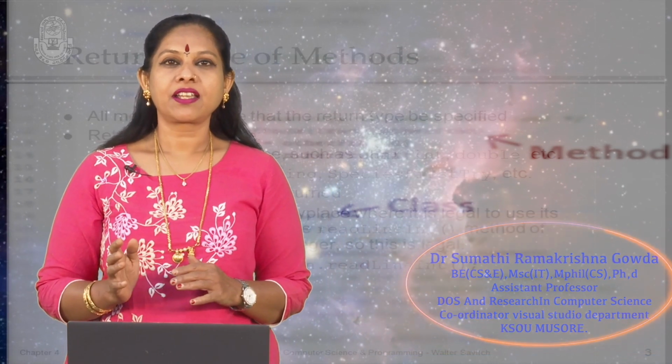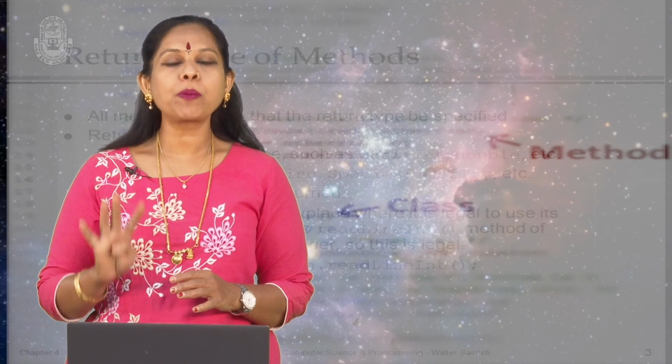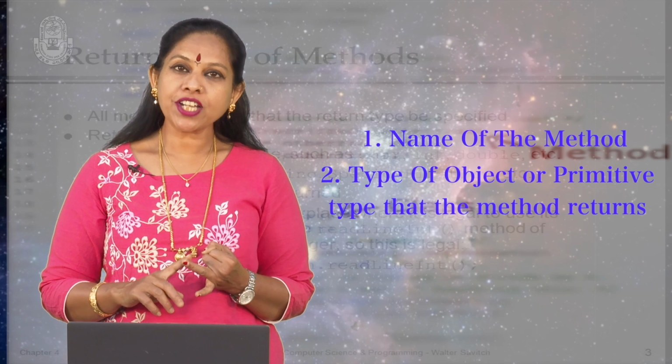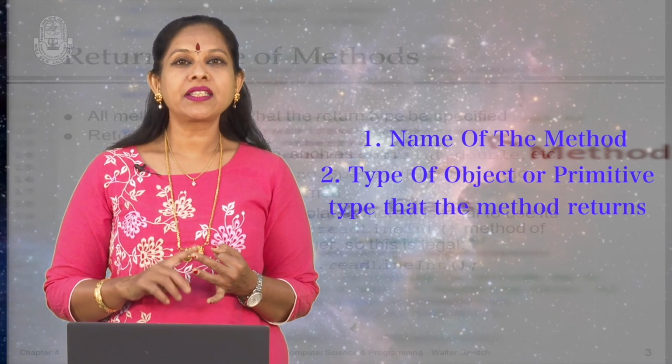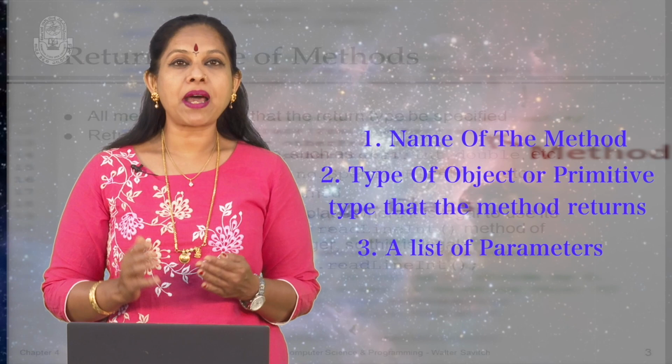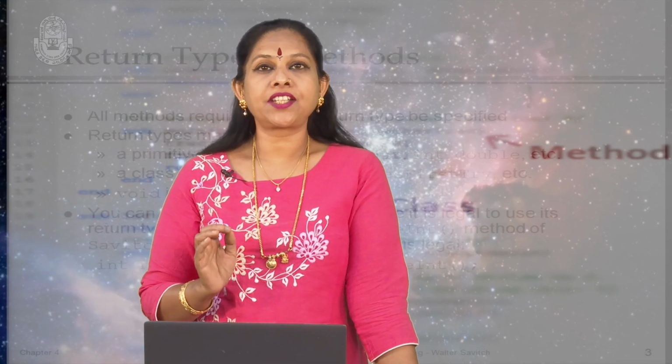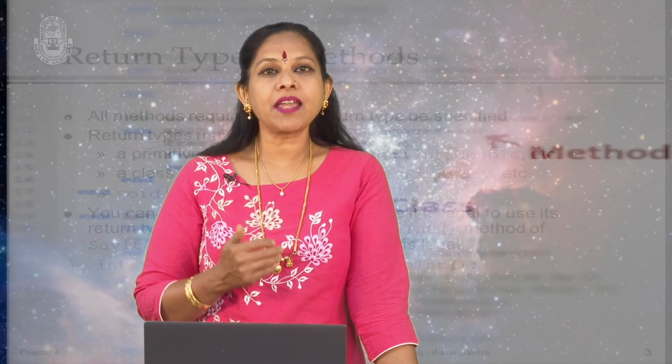Defining methods. Method definition has 4 parts. They are the name of the method, the type of object or primitive type that the method returns, a list of parameters, and the body of the method. A method signature is a combination of the first 3 parts mentioned above. Java permits different methods to have the same name as long as the argument list is different. This is called method overloading.